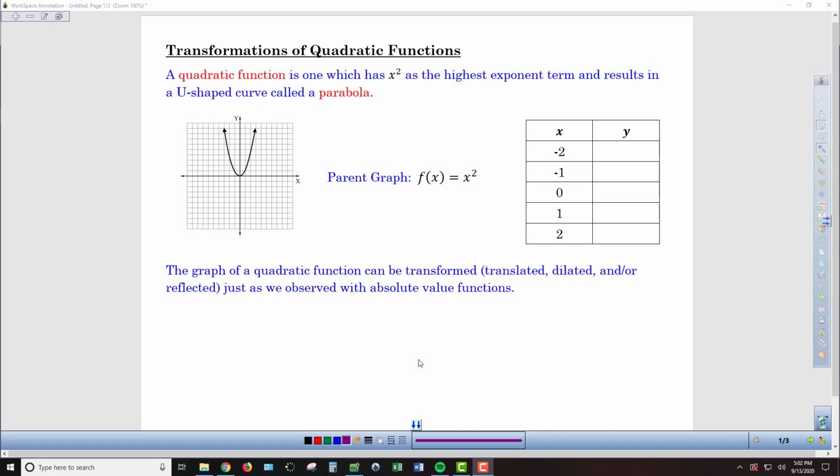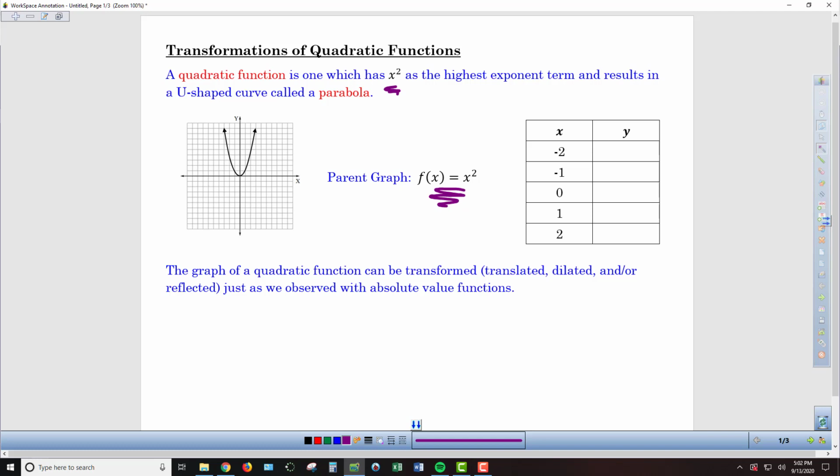A quadratic function is one that has x squared as the highest exponent term in the problem. So it can have more than just x squared present. It could have an x term present. It could have just an integer piece. It just can't have anything higher than x squared, and at a minimum it has to have x squared in it.